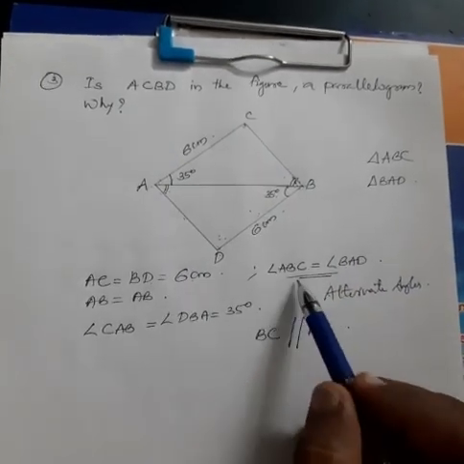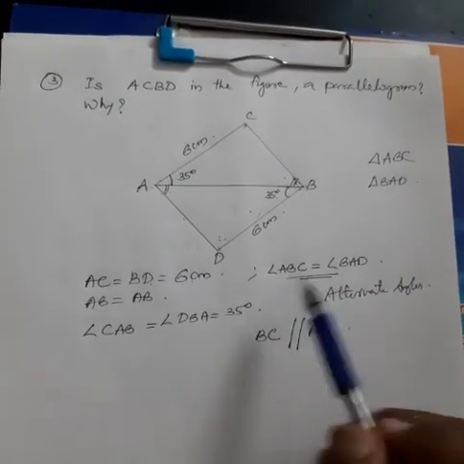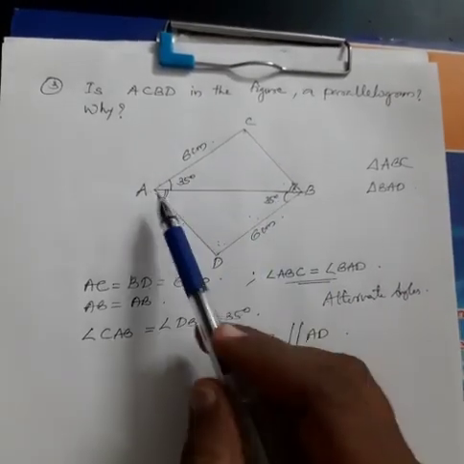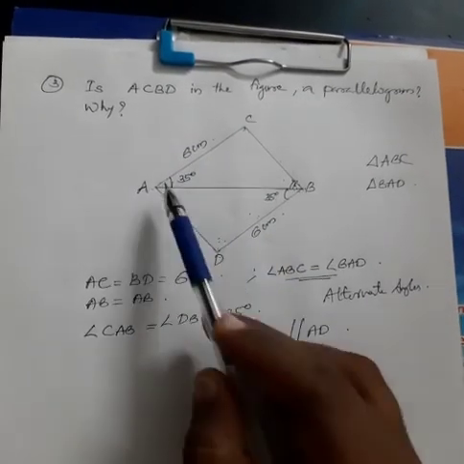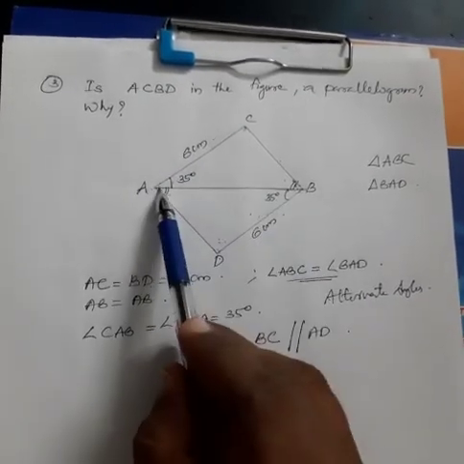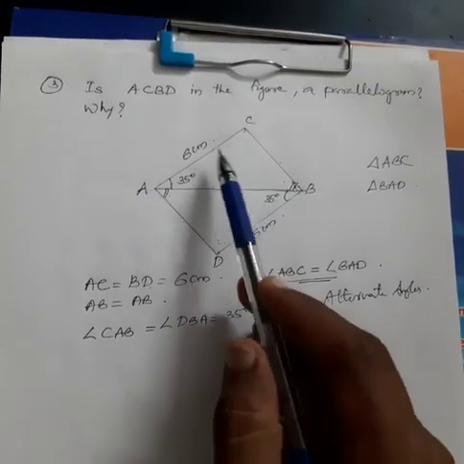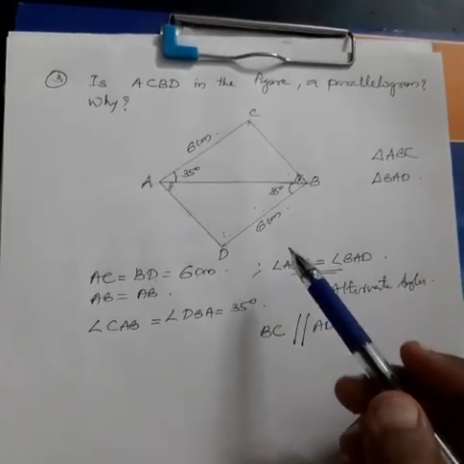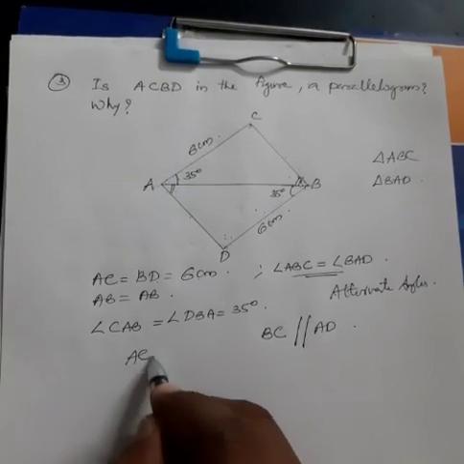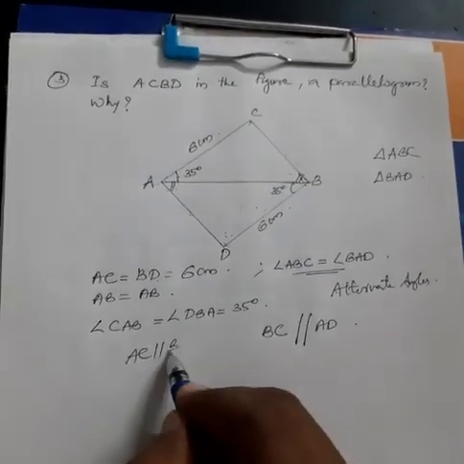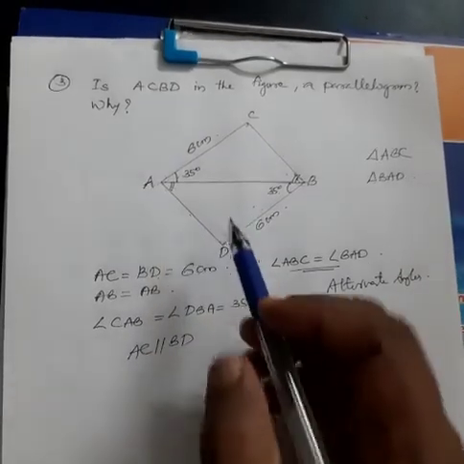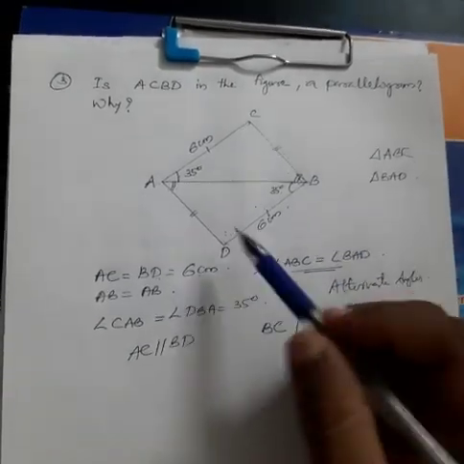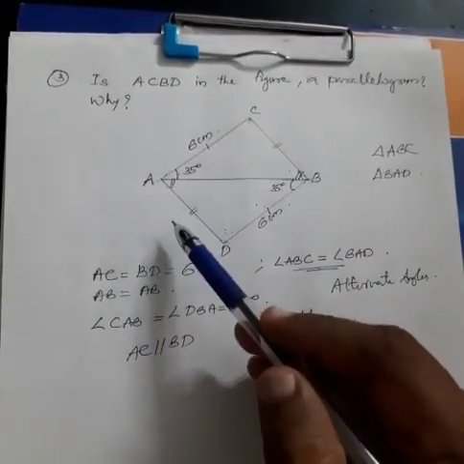And you got angle BAC and angle ABD are alternate angles made by the line AB meeting the pair AC and BD. Here AC is parallel to BD. So these two sides are parallel and these also are parallel sides. So you can write this as a parallelogram.